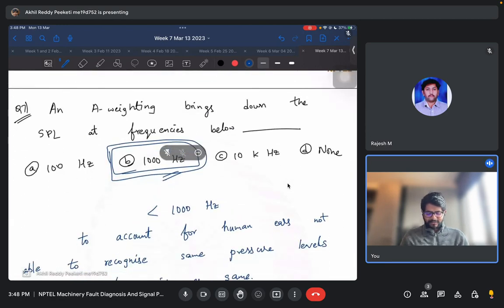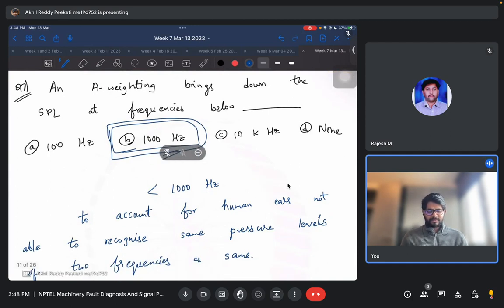Next we looked at the A weighting, to account for the human inability to recognize pressure levels at all frequencies as the same. A weighting brings down the amplitude at lower frequencies so that sounds are better audible or better recognizable for humans. That cutoff is actually at 1000 Hertz. It mainly reduces the amplitudes below 1000 Hertz.